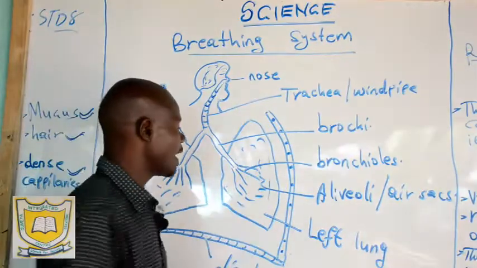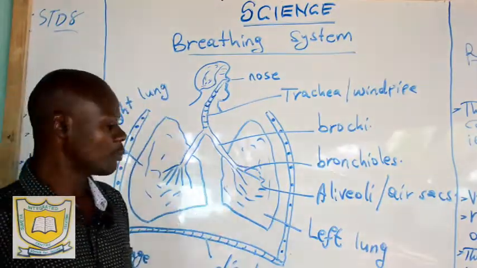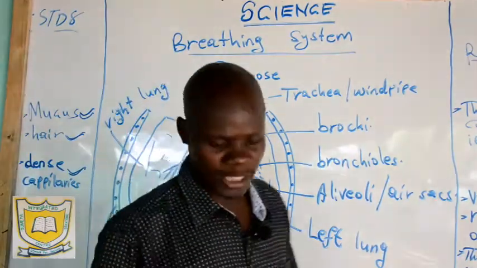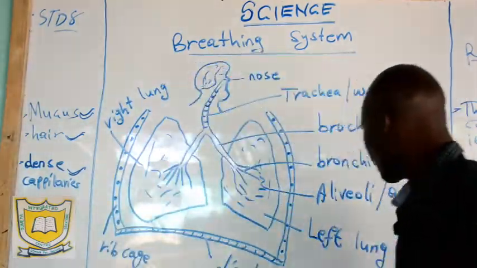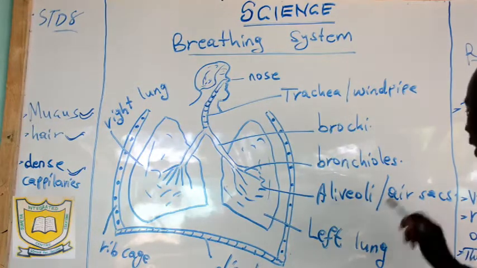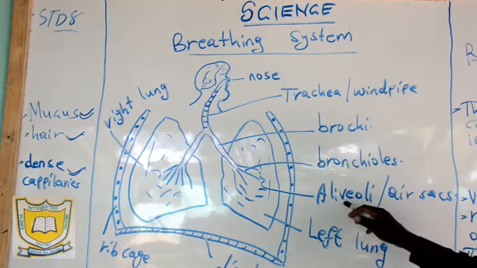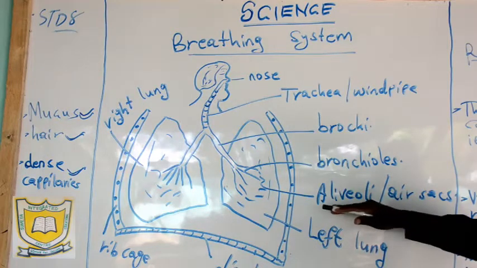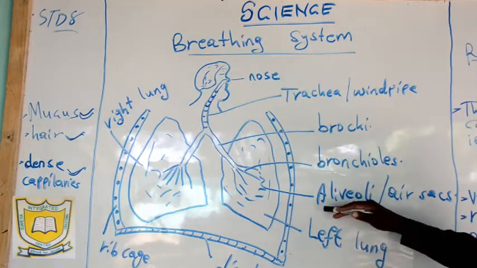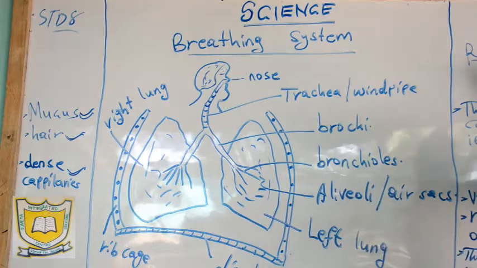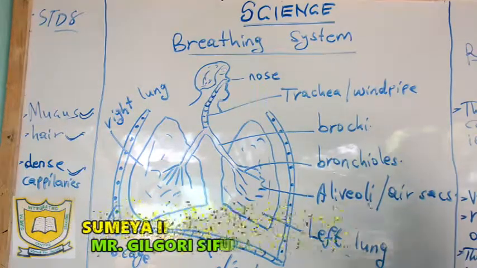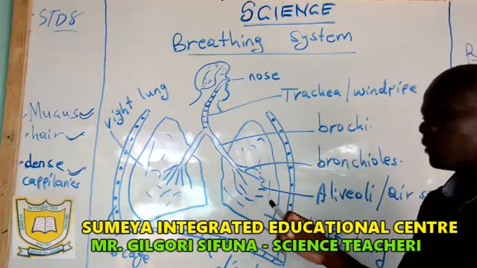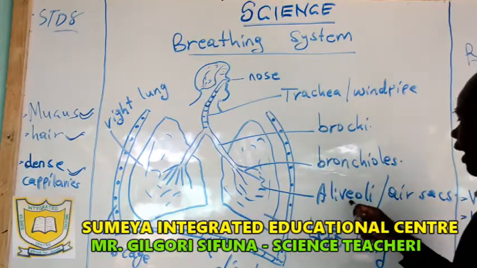At the end of each bronchiole, you find that we have very many alveoli, millions and millions of alveoli, which are also known as air sacs. So what is the function of the alveoli or the air sacs? This is the part where we have the interchange of respiratory gases, oxygen and carbon dioxide. As you breathe in, oxygen enters into the body system through the alveoli.